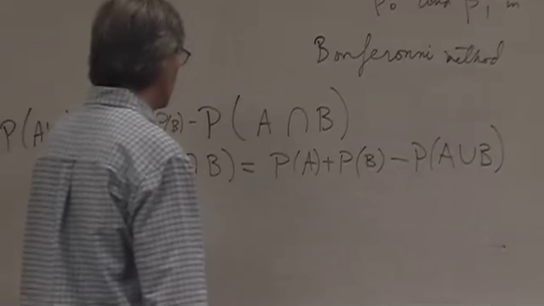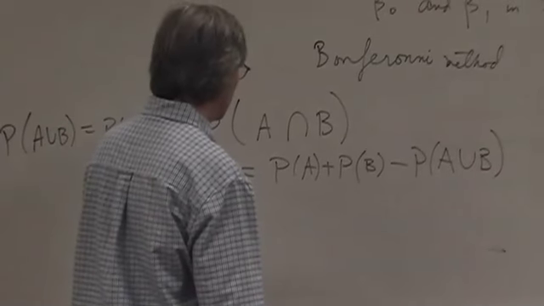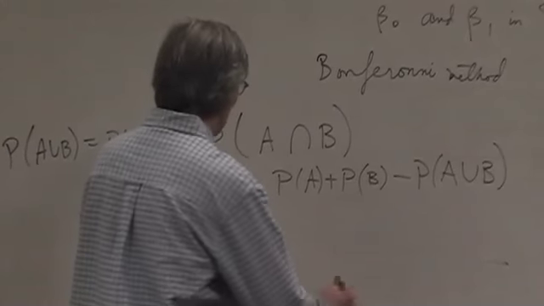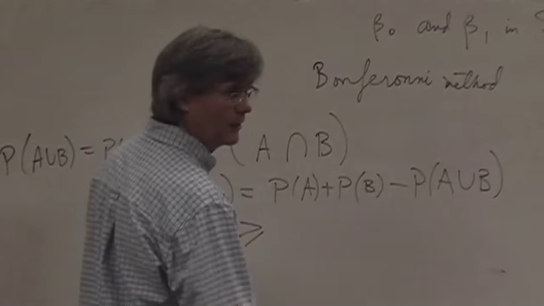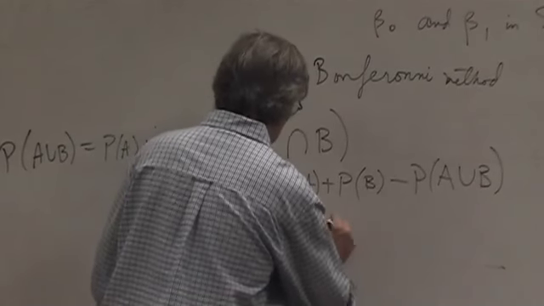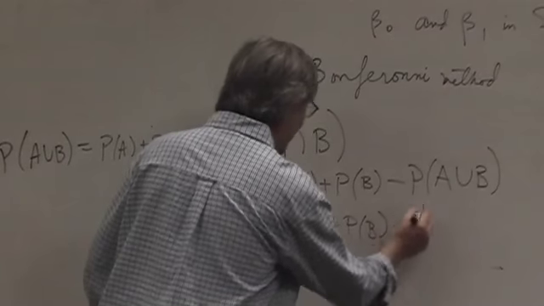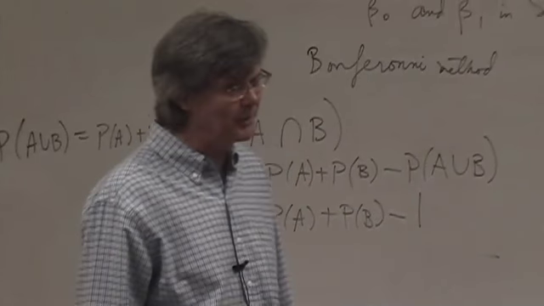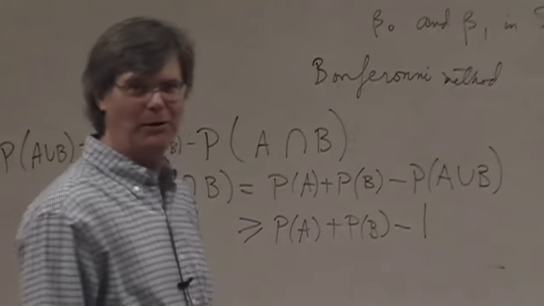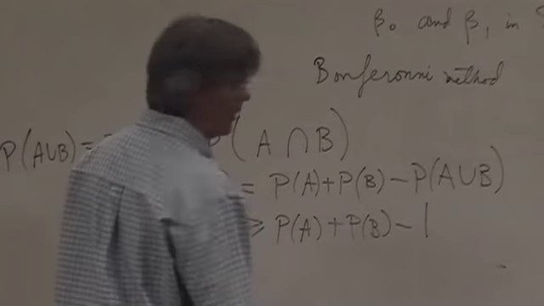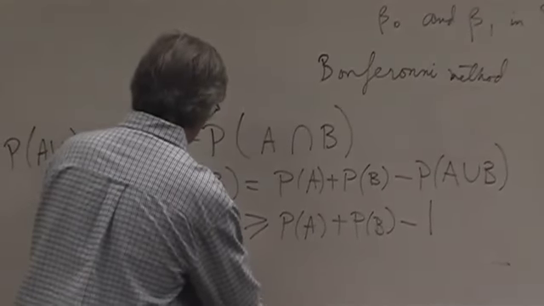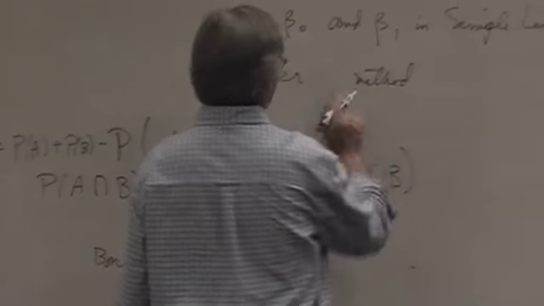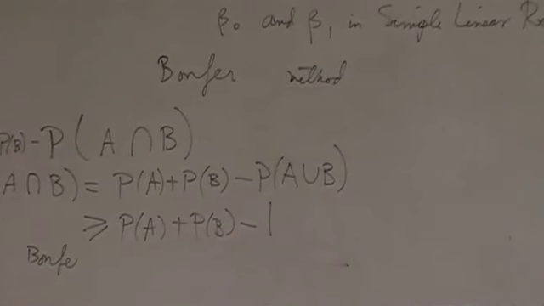So this is always greater than or equal to P(A) plus P(B) minus 1, because P(A union B) can never be bigger than 1. It's a probability. So minus 1 makes a lower number. That's the Bonferroni inequality. Does Bonferroni have two R's? I think it maybe has two R's and one N, right? I'm not Italian, so I don't know this stuff yet. Yeah, okay.